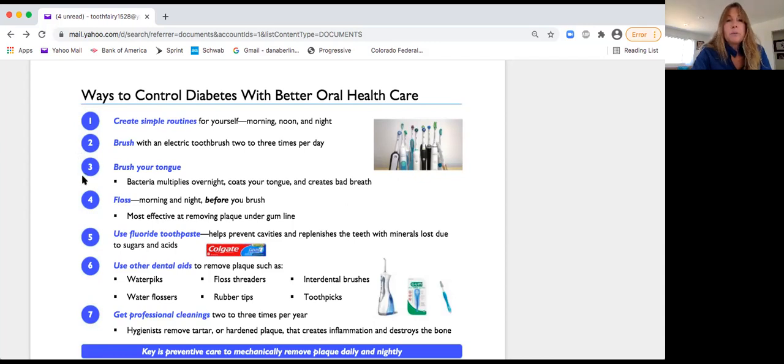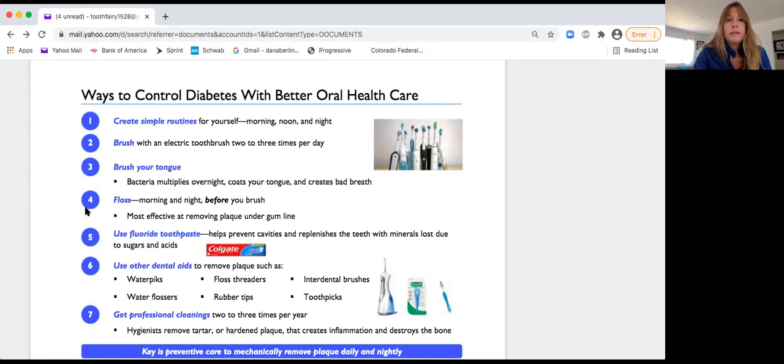Number 3, brush your tongue. Bacteria multiplies overnight, coats your tongue, and creates bad breath. A lot of people have the misunderstanding that while you're sleeping, the plaque does not multiply, but it does. It forms even worse. So you're going to wake up and you have all that nasty plaque in your mouth and on your tongue, and you're going to walk around with that all day. That's not good. So brushing your tongue in the morning is a really good, helpful idea.